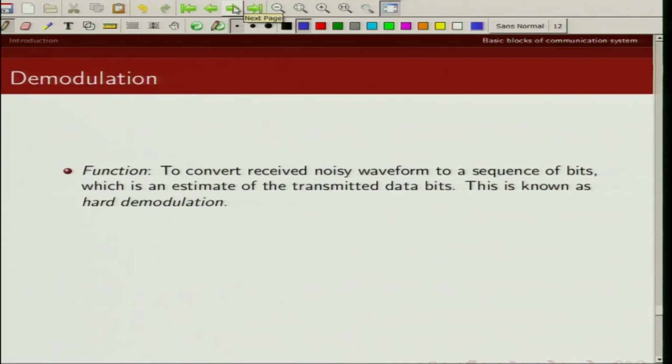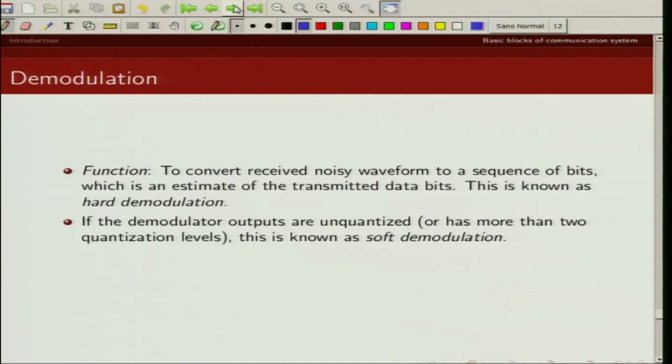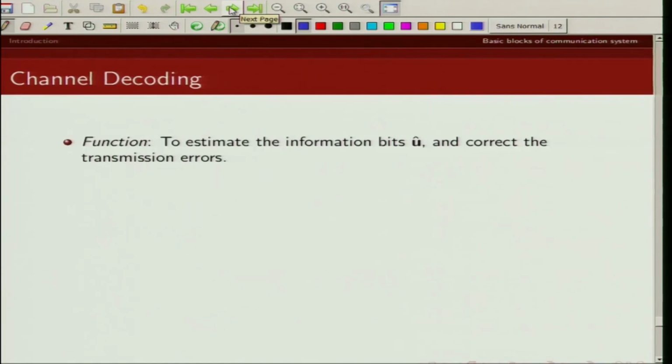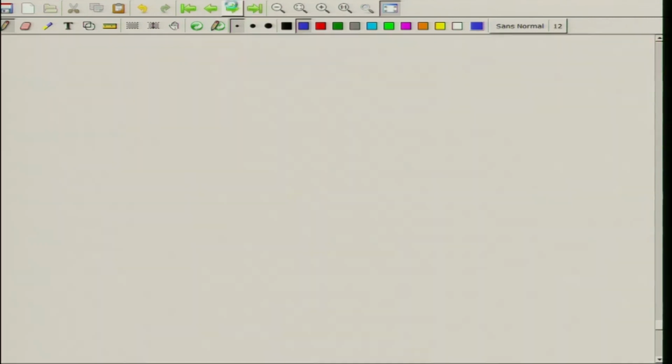Now demodulation is basically the opposite action of modulation. So you get noisy waveforms, you want to convert them back into a sequence of bits, that's basically demodulation. Now if you convert those noisy waveforms directly into zeros and ones, that's known as hard demodulation, and instead if you quantize the demodulation output into multiple levels, that is basically known as soft demodulation. The objective of channel decoding is to correct and detect errors which are introduced by the channel. So that is the objective.